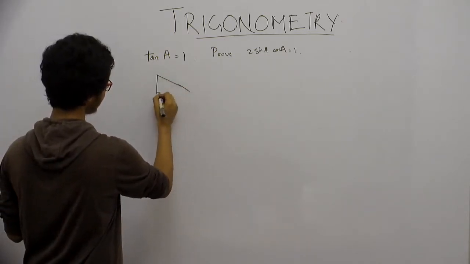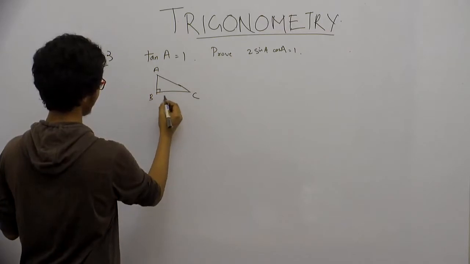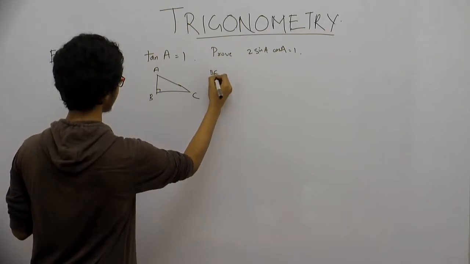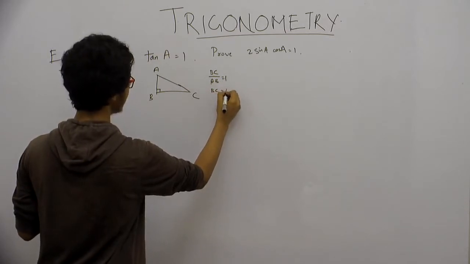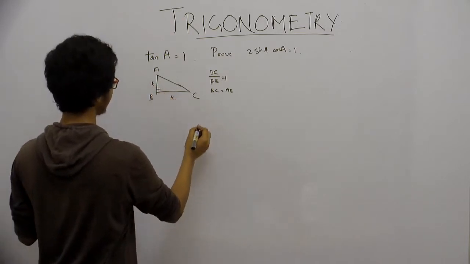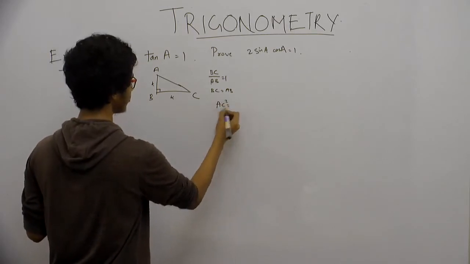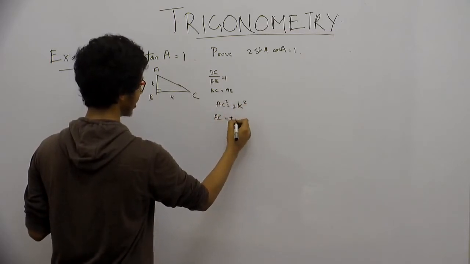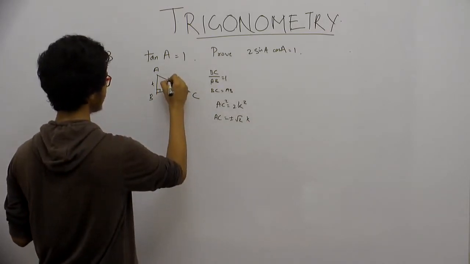So in this triangle ABC, tan A equals BC by AB, which is equal to 1. So BC by AB equals 1 implies BC equals AB. So let's assume these both have a dimension of k. Solving for AC again by Pythagoras theorem, we see that AC square equals k square plus k square. This equals 2k square, implies AC equals plus minus root over 2k. Now eliminating minus, we see that AC equals root over 2k.